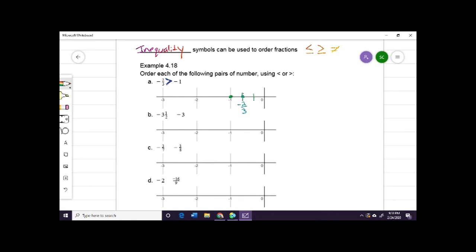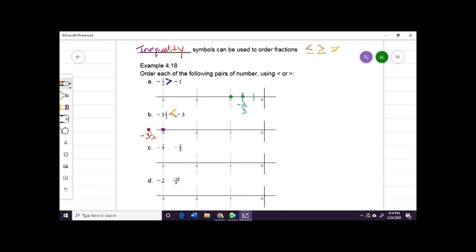Okay, let's do negative 3 halves and negative 3. I'm going to go ahead and do negative 3 on here first. And actually I should have made this number line a little longer, because negative 3 halves means you go negative 3 and then another half. So it should be probably about right here, roughly, is negative 3 and a half. So let's compare. Negative 3 and a half is to the left of negative 3, which means negative 3 and a half is a smaller number. So negative 3 and a half is less than negative 3.